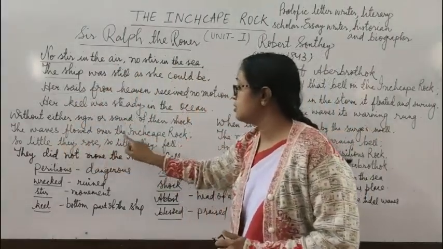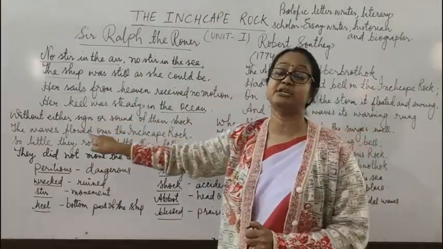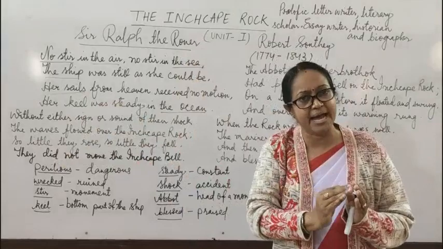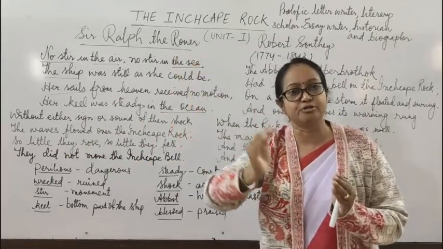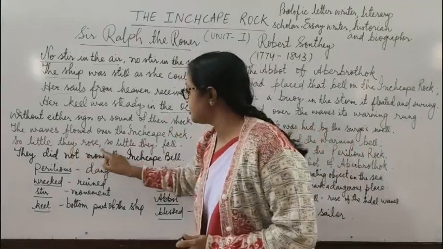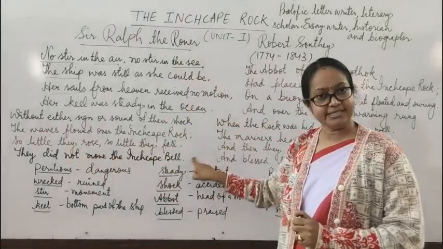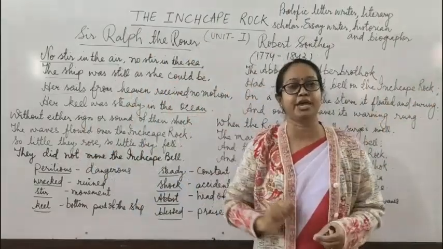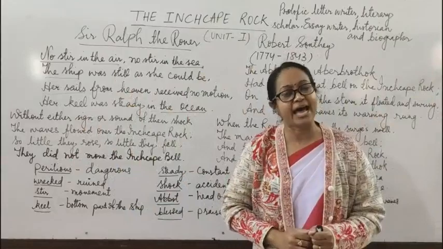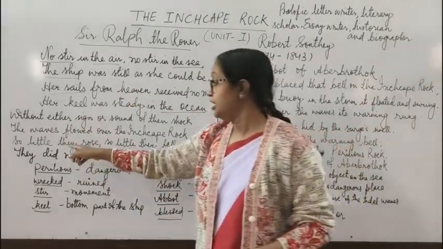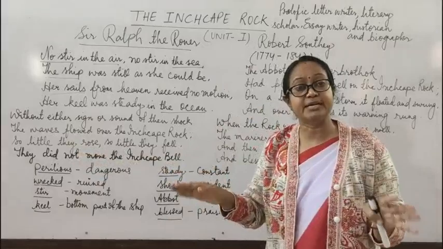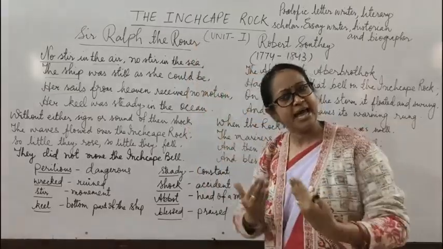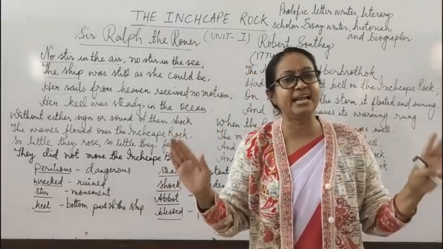So little they rose and little they fell. Rose is the past tense of rise. So little water did rise up and little water did come back. The water that rose also fell back. They did not move the Inchcape bell. I did tell you that there was a huge bell tied to this Inchcape rock, and that bell was known as the Inchcape bell. So the bell did not move because it was a huge bell. A little bit of water that rose up and fell down couldn't move the bell at all.